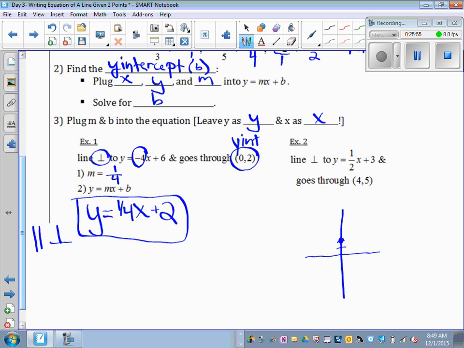So if you can recognize that's your y-intercept, you save yourself some work. If you would have taken this point and put it into your equation, you would have gotten the same result for b. You just would have done more work for that.